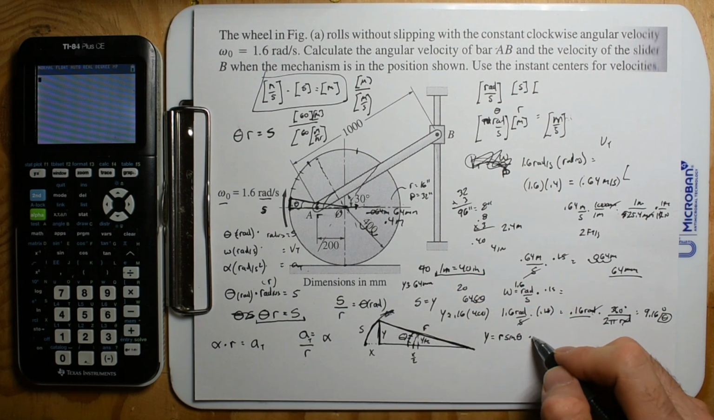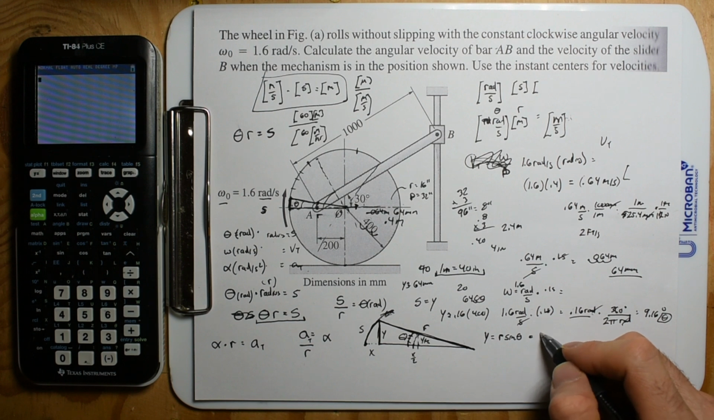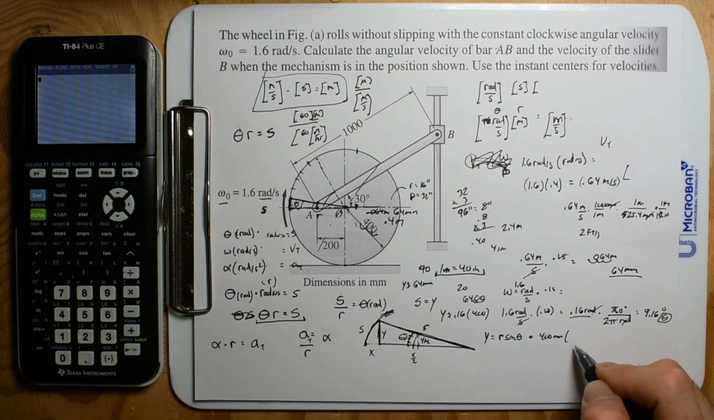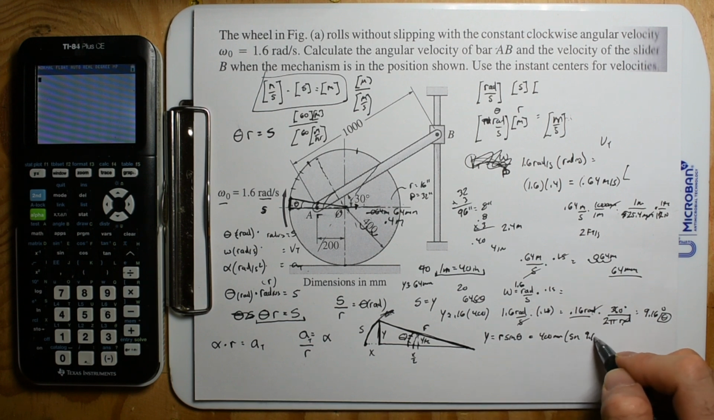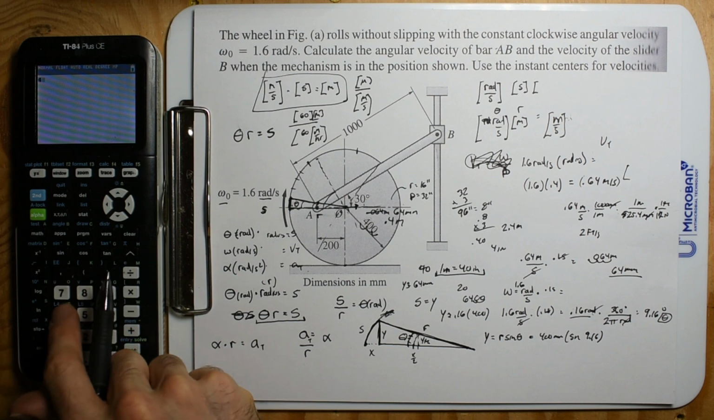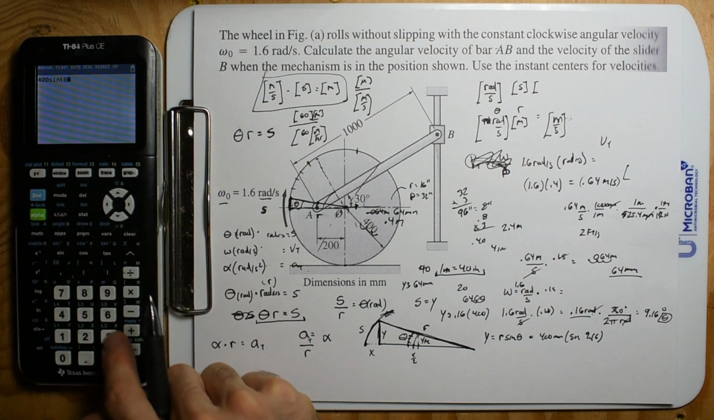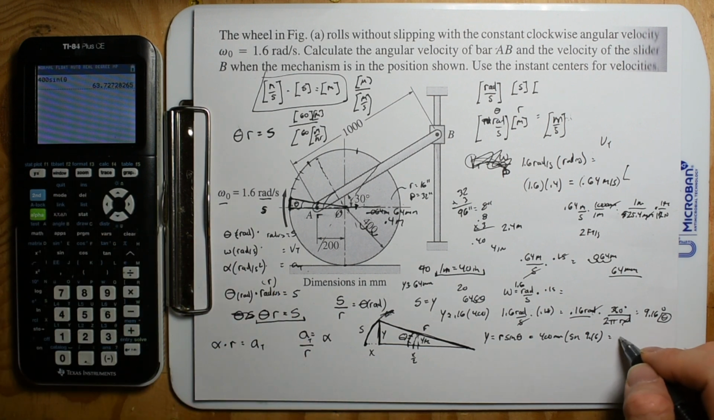Now, if we do it right down here, we're going to say we have 400 millimeters times sine of 9.16. So we have 400 sine of theta, and we get 63.72 millimeters. All right, why is there such a discrepancy there?